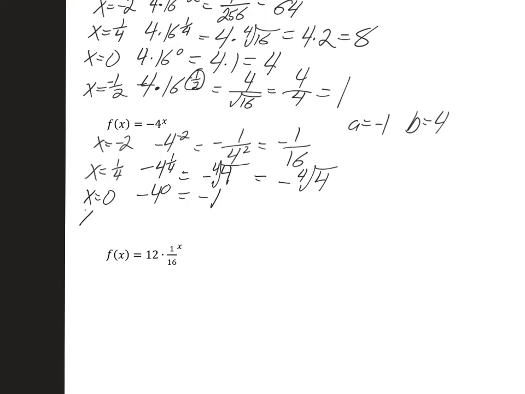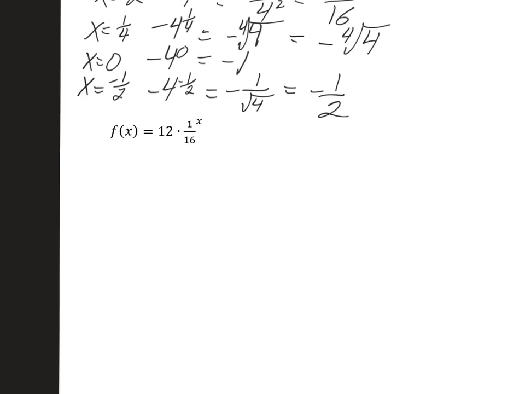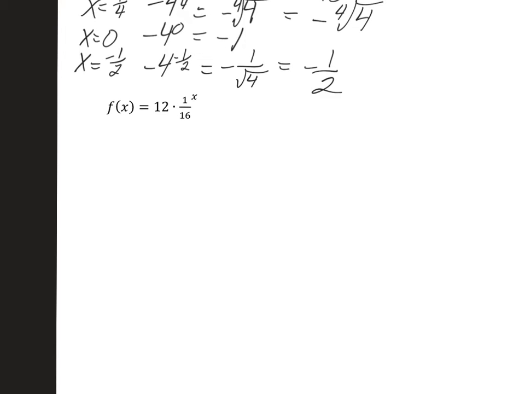Now x equals negative 1/2. So I have negative 4 to the negative 1/2. So that's the same thing as saying negative 1 over the square root of 4, which is negative 1 over 2. Okay, so go ahead and try out this next one and see what you get.